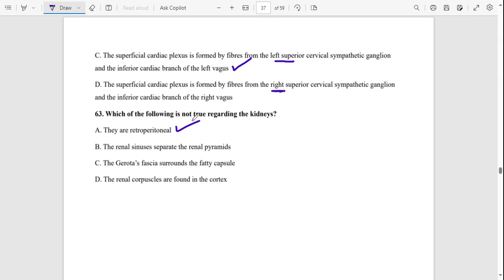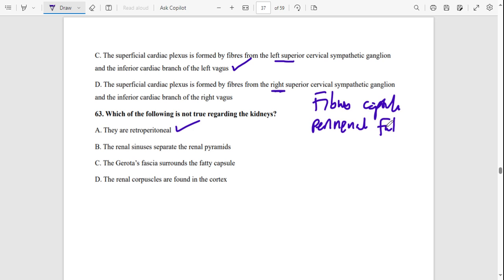They are retroperitoneal. Another thing that I've not talked about is the fascias, or the coverings, which make up the kidney. You have first what is known as the fibrous capsule, which is the outermost layer, and then you are going to have the perirenal, also known as perinephric fat.